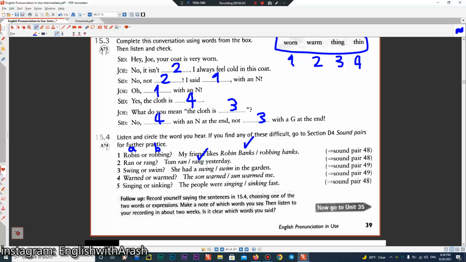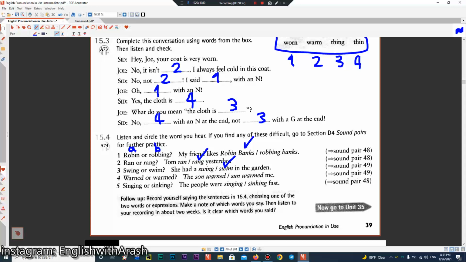This one is easy because one of them is me, one of them is so it's not as hard. Yes, Nahid. That's swim. She had a swim in the garden. Yes, good Ali, good Parisa, good Nahid. Let's go to the next one.